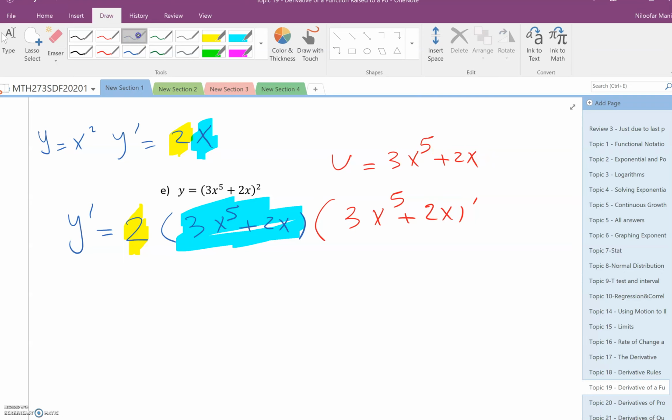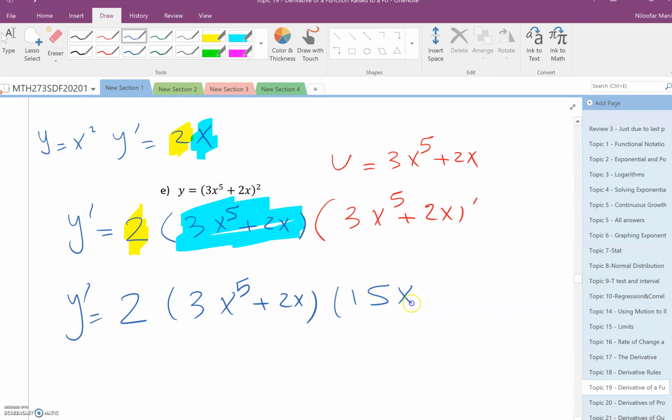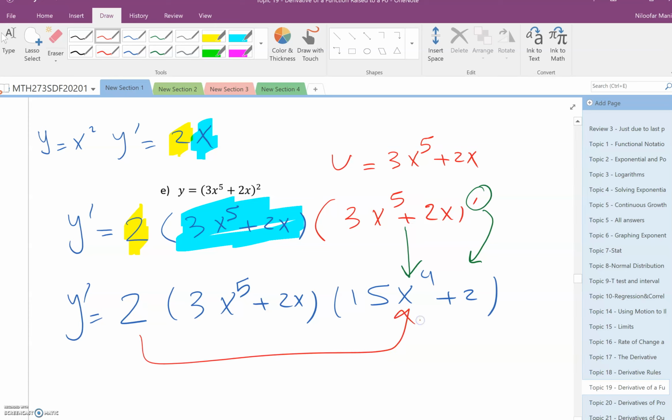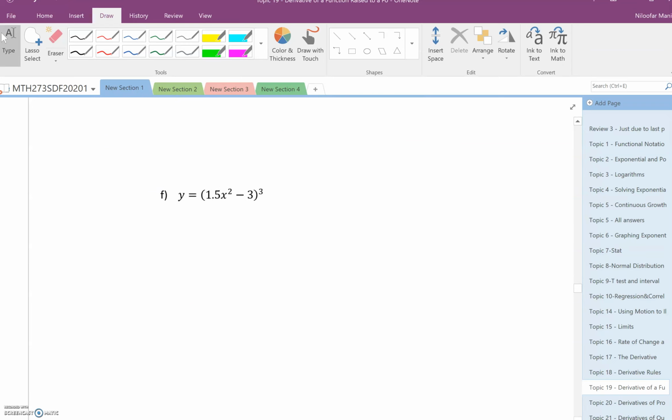Okay, so now find the answer. Y prime is 2 times 3x power 5 plus 2x, times derivative of inside, which is 15x power 4 plus 2, right? Derivative of inside. So then my recommendation, multiply 2 with this guy. Always multiply the coefficient with u prime, because maybe for the other one you have power. Here it doesn't matter because it's power 1.